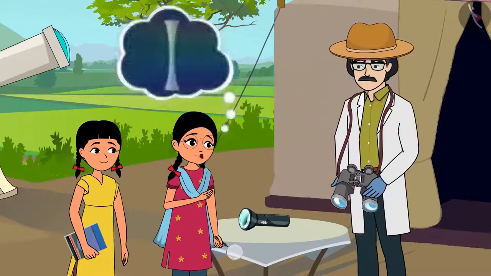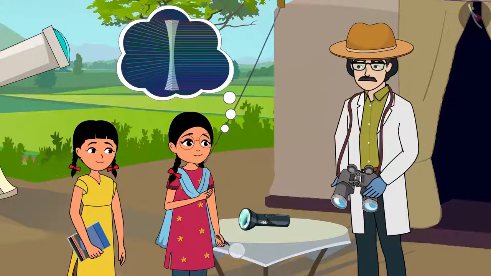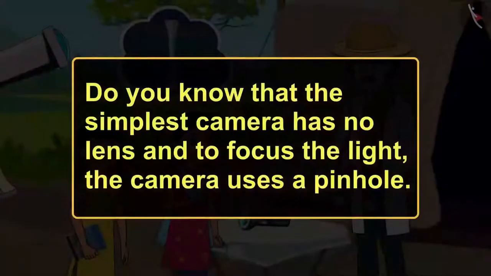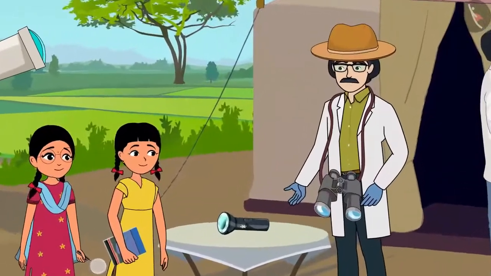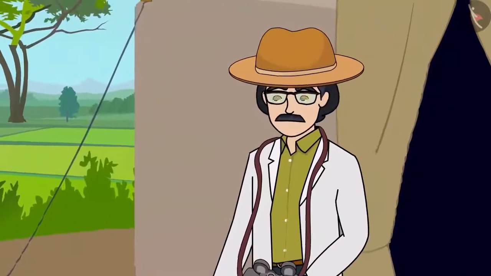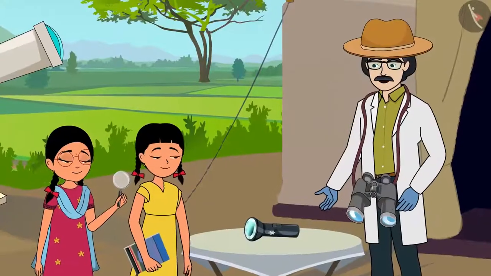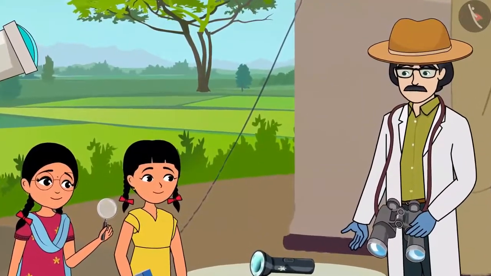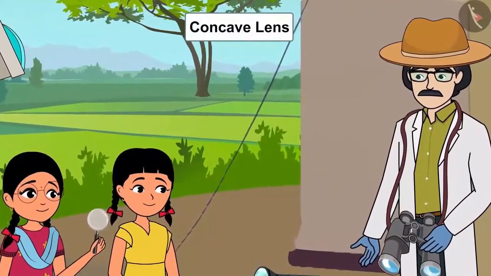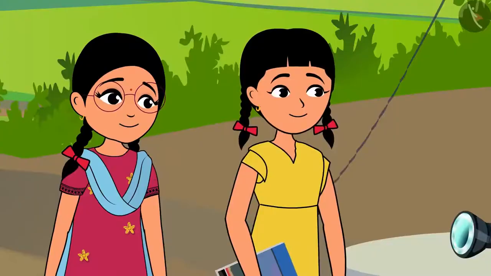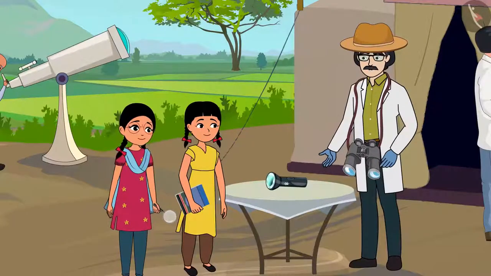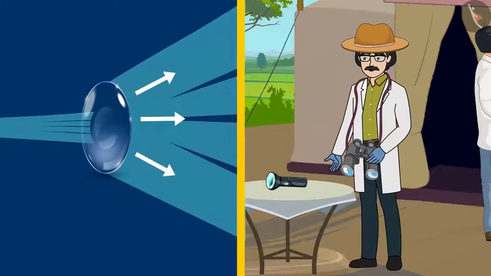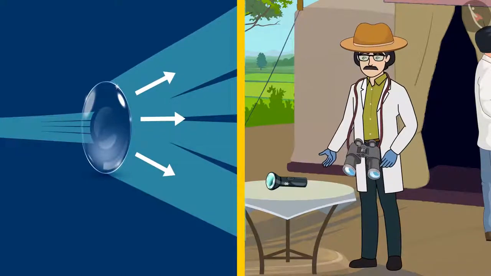Oh, is it? But this lens here is thin in the center and thick in the corners. Do you know that the simplest camera has no lens? And to focus the light, the camera uses a pinhole. Yes, very good observation. You can definitely become a good detective. These lenses are different from your magnifying lens. They work on the principle of divergence. These are concave lenses. Concave lens? Yes, when the light rays fall on the concave lens, they get dispersed and spread far away. That is, these rays become divergent.